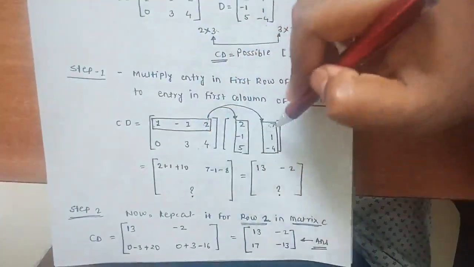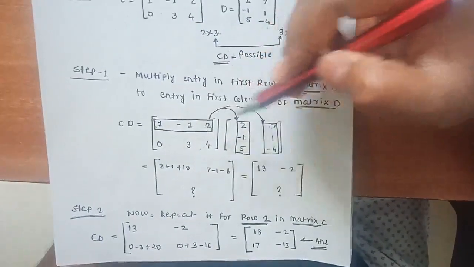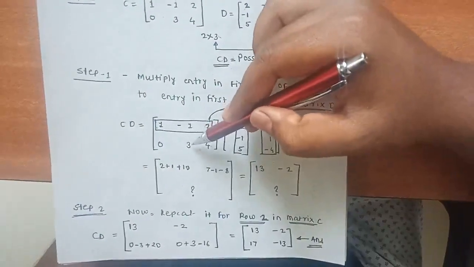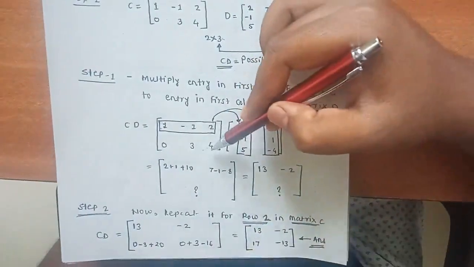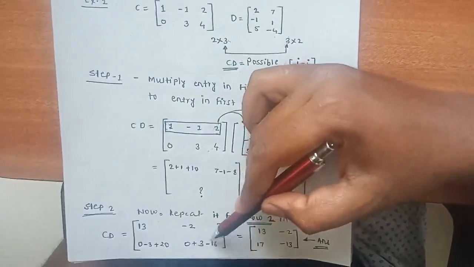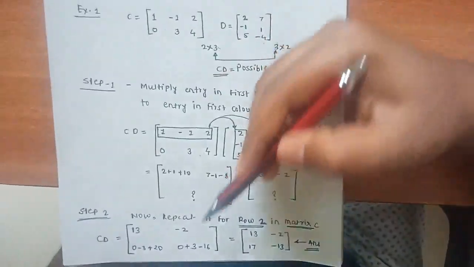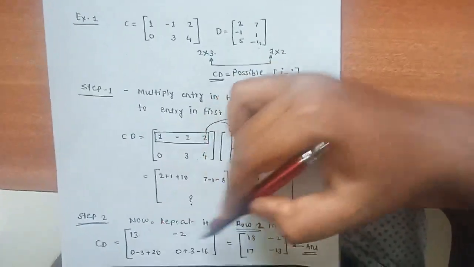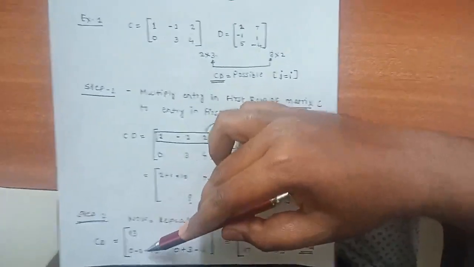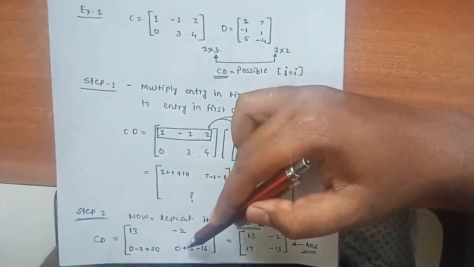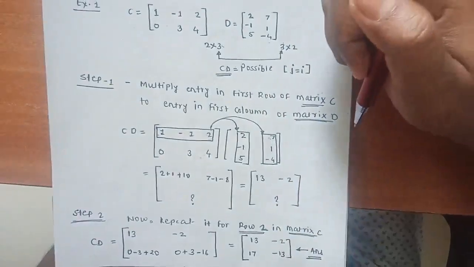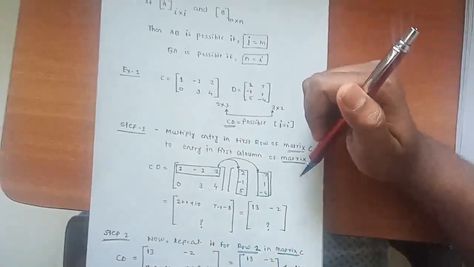Now second row and second column. So 0 into 7 is 0, 3 into 1 is 3, and 4 into minus 4 is minus 16. So I got the second element of your second row. The first row we have already calculated, and for the second row, 0 minus 3 plus 20 is 17, and 0 plus 3 minus 16 is minus 13. So in this way we can easily multiply and find the answer.